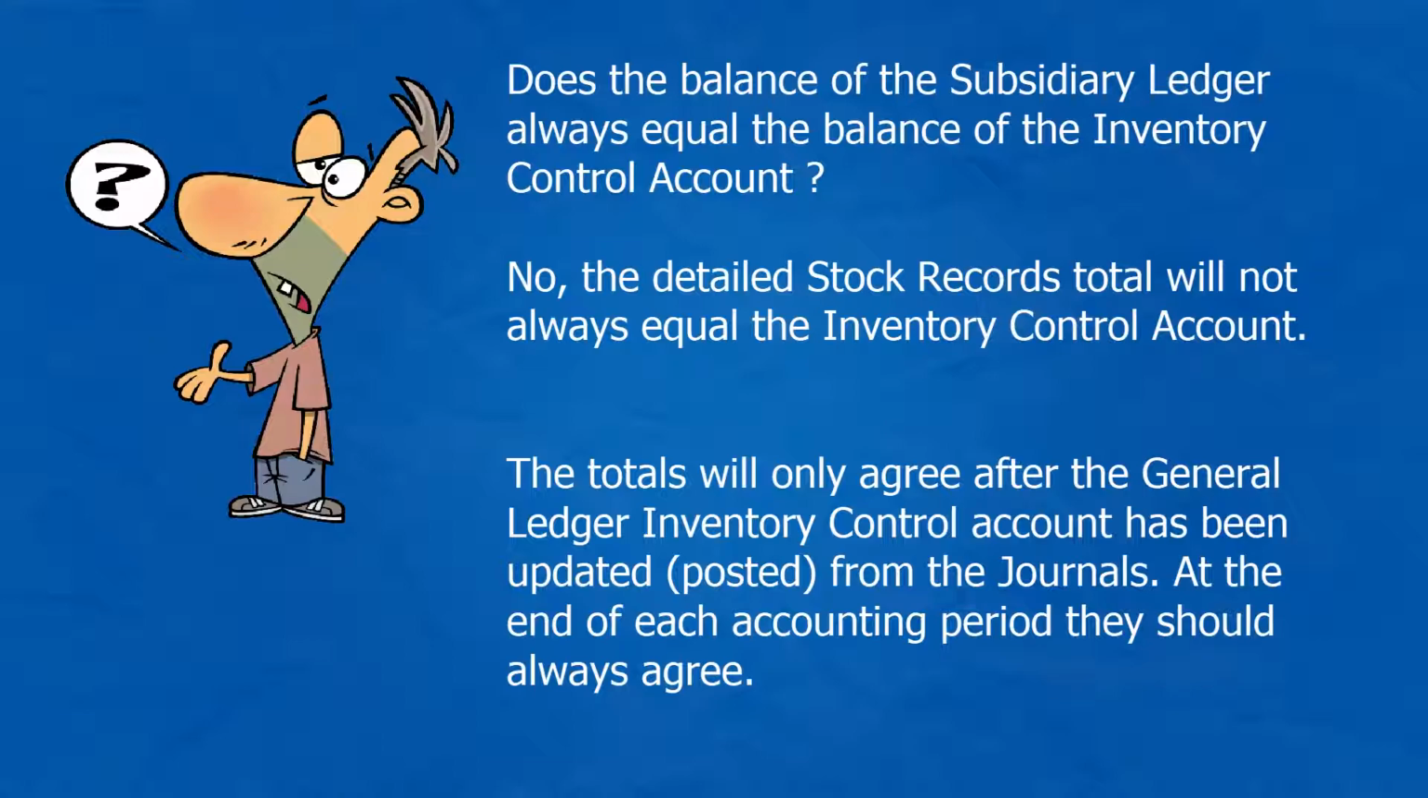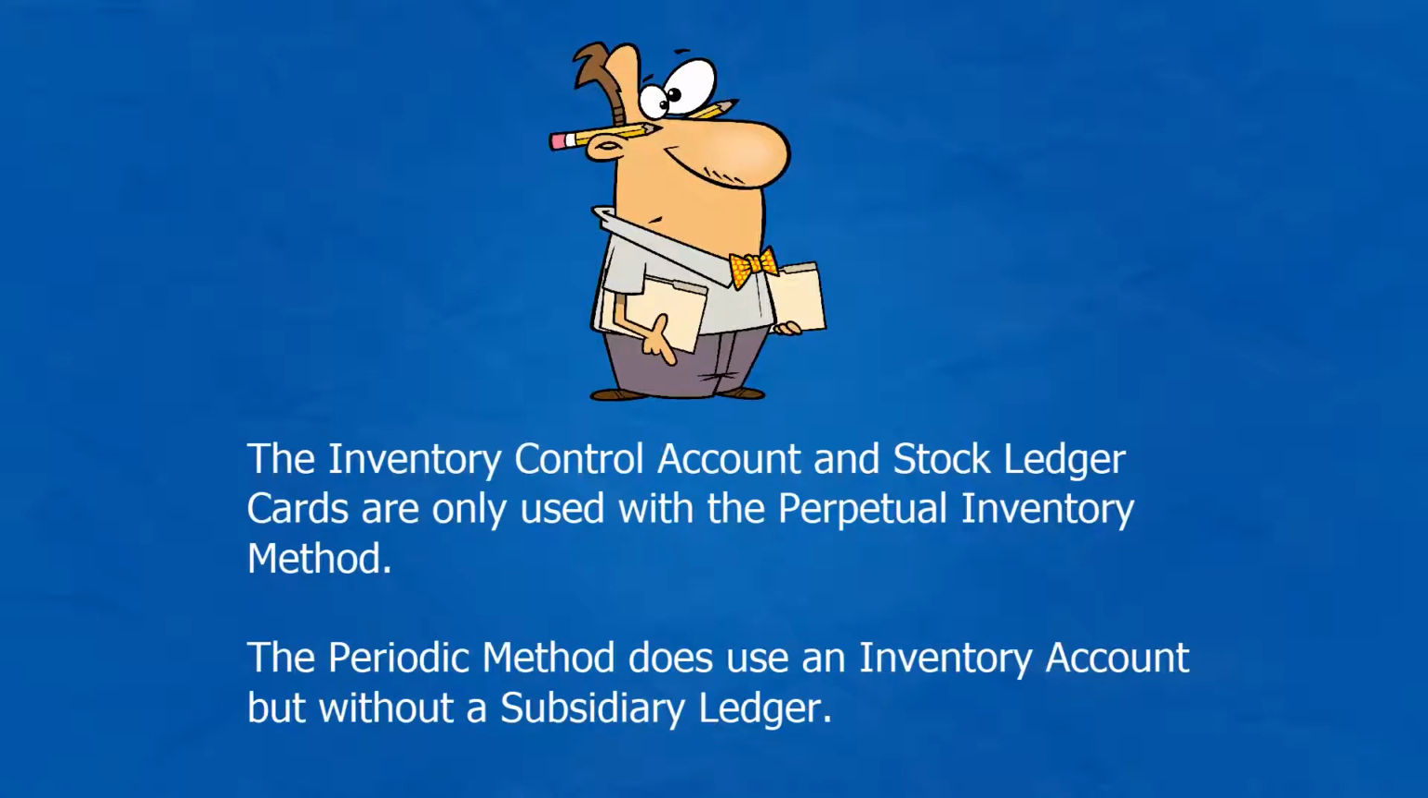The totals will only agree after the general ledger inventory control account has been posted from the journals. At the end of each accounting period they should always agree. The inventory control account and stock ledger cards are only used with the perpetual inventory method. The periodic method does use an inventory account but without a subsidiary ledger.